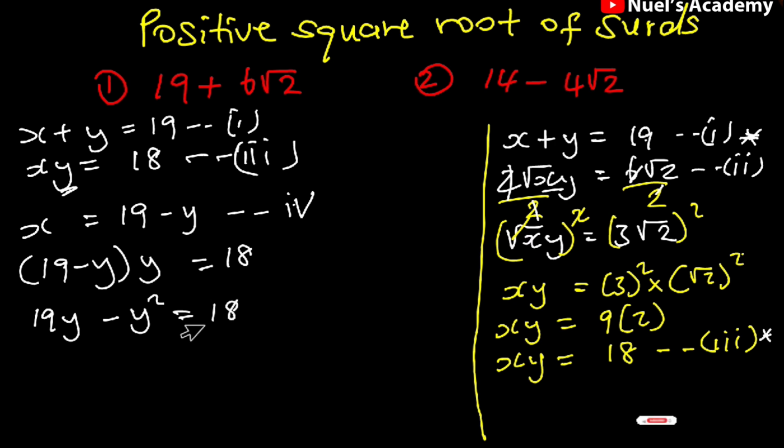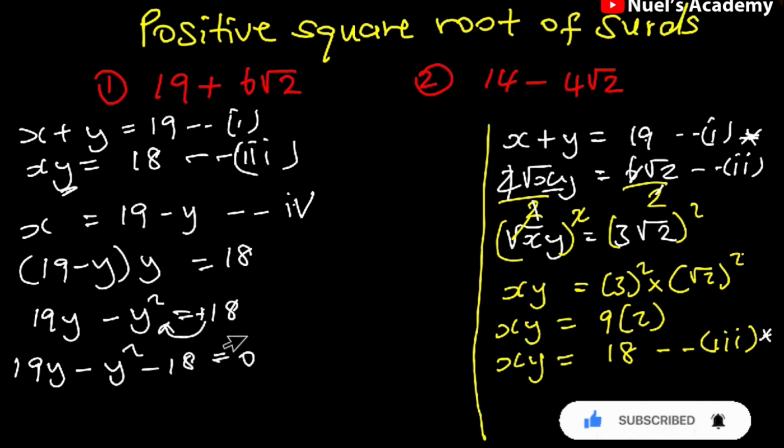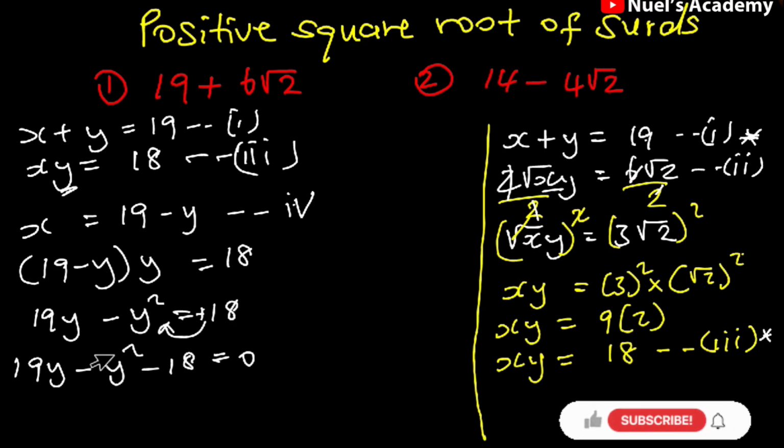Alright, so let's take this 18 to the left hand side. This is plus; if it crosses, it will turn to negative. So we have 19y minus y squared, then minus 18, equal to 0. So let's write y squared first. It's going to be negative y squared, then plus 19y minus 18 equals 0.